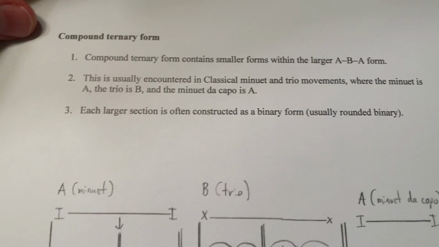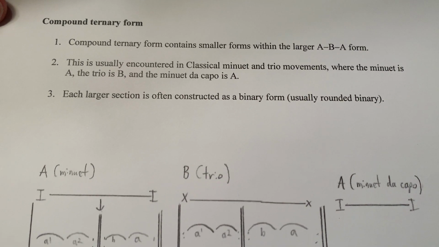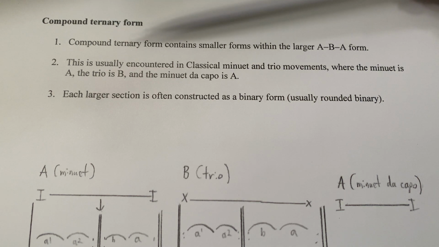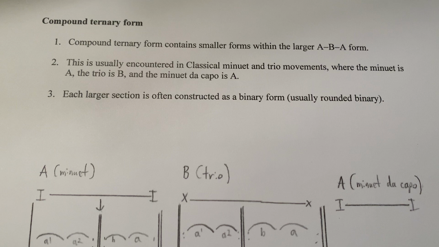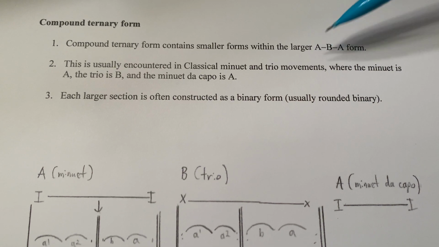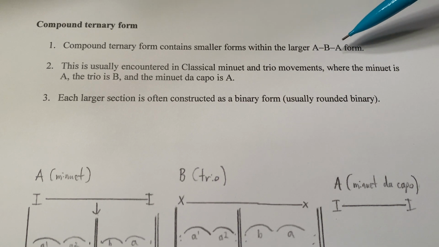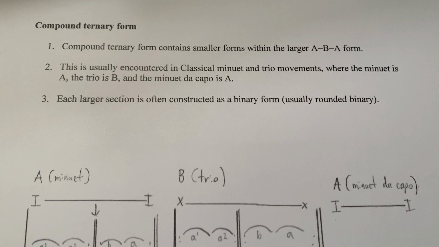Now let's talk about one other possibility for ternary form. This is what's known as compound ternary form. Anytime you see the word compound, that means there's a smaller form laid within the larger forms or the larger sections of the form. So compound ternary form contains smaller forms within the larger A form. In other words, the A section would have a small form, the B section might have a small form, and then of course the A section again would have a small form.